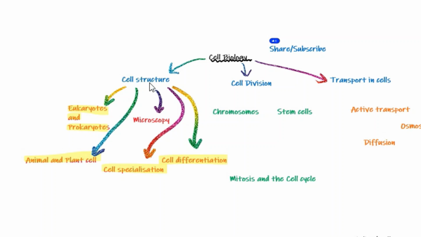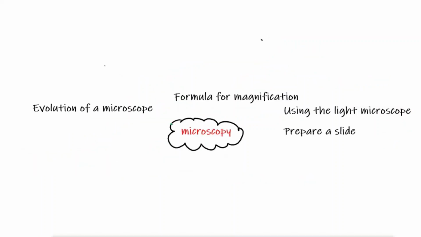We're looking at cell structure in topic 1 of cell biology. Today we're going to look at microscopy with some tips, linking words and exam questions. There are different sections of microscopy: evolution of a microscope, the formula for magnification, using the light microscope, and how to prepare a slide. And we will look at all of these in today's video.